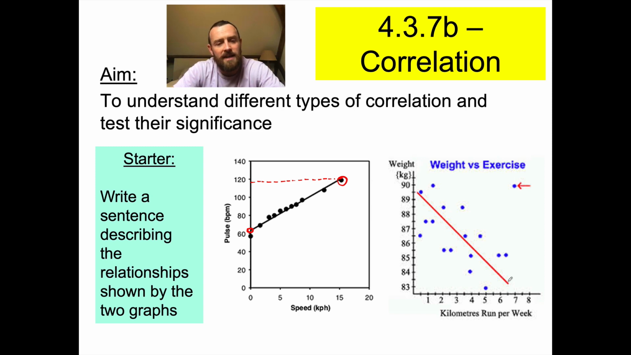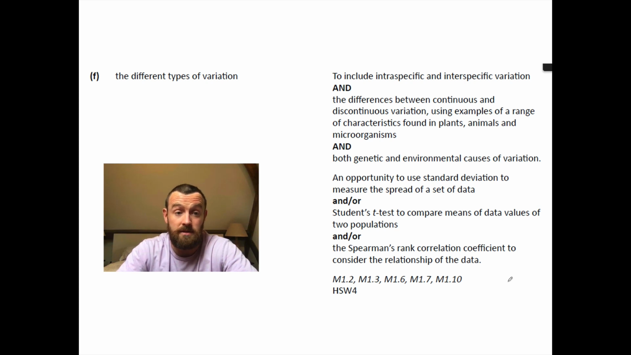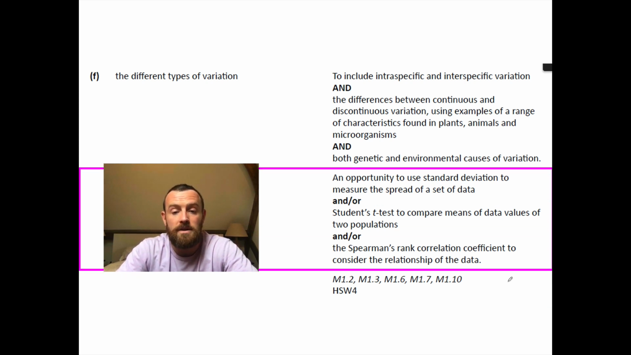I'm going to look at that in a second, but first of all, let's return to the syllabus. Okay, here's the syllabus. So we are looking at this area here, and yesterday we've already done this, and we've also done this. So today we're really focusing on this one right here. The Spearman's rank correlation coefficient to consider the relationship of data.